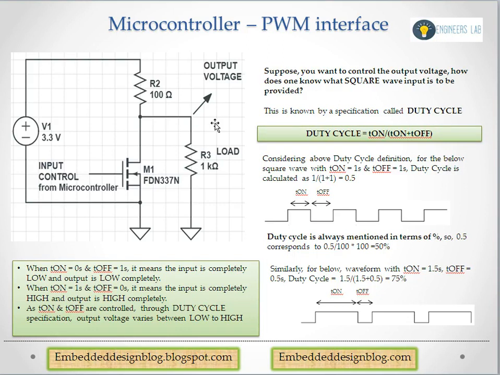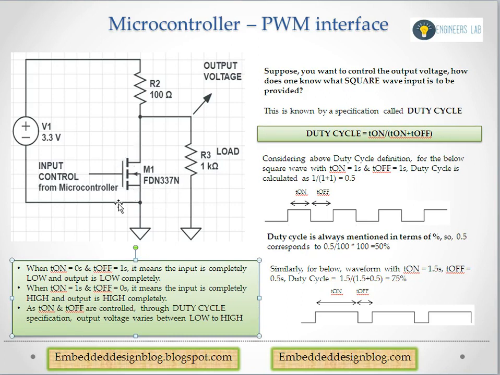So just reiterating again, when T on is 0 and T off is equal to 1, that means T off is low. So when you apply a low here, because it is an N channel, this would be off, so the output will be high. So the scenario described here would be for a P channel. Here I am talking about N channel in this circuitry.